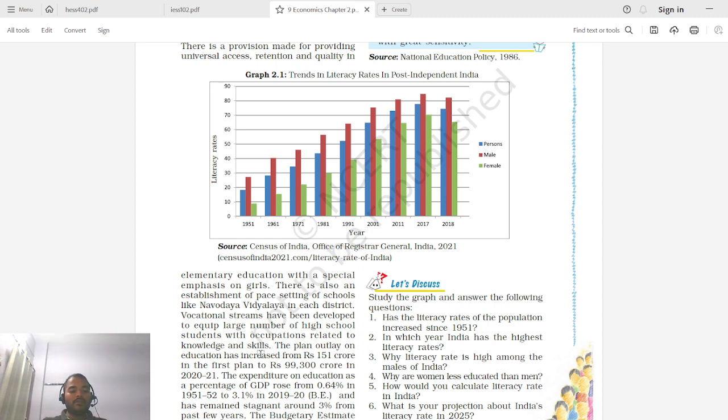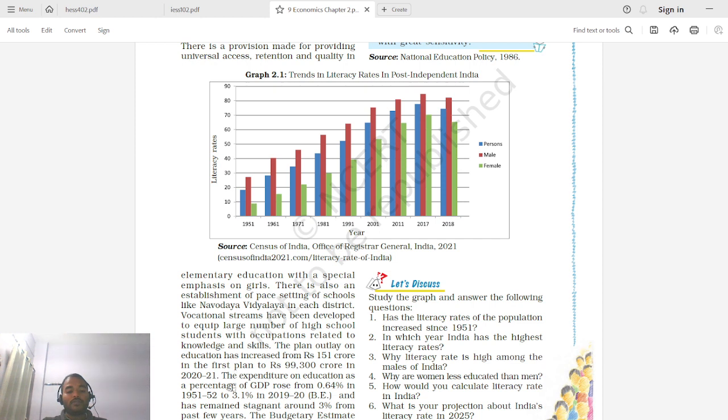The plan outlay on education has increased from rupees 151 crore in the first plan to rupees 99,300 crores in 2021. The five-year plans basically started with India being independent. In the first five-year plan, only rupees 151 crores were allocated for the educational stream, but now in 2021, as you recall, almost 99,300 crores, so approximately 1 lakh crore rupees, is being given to the education department for improving education, knowledge, and skills.